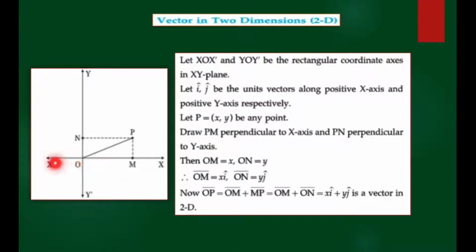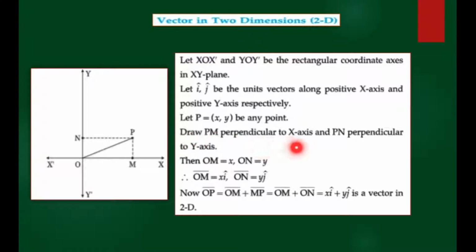Let XOX' and YOY' be the rectangular coordinate axes in the xy plane. So we consider this x axis and y axis. Let i cap and j cap be the unit vectors along the positive x axis and positive y axis respectively. The point which we consider must be in the first quadrant. Let P(x, y) be any point. So we consider here point P in the xy plane.